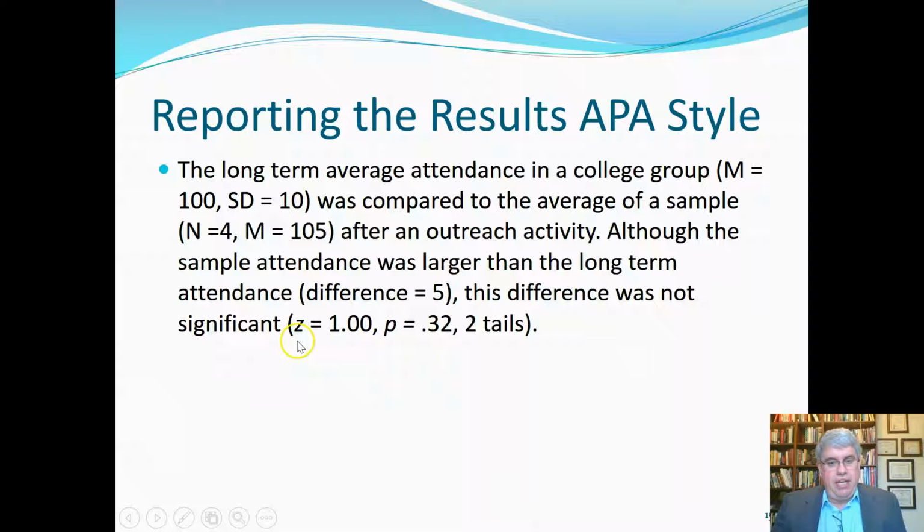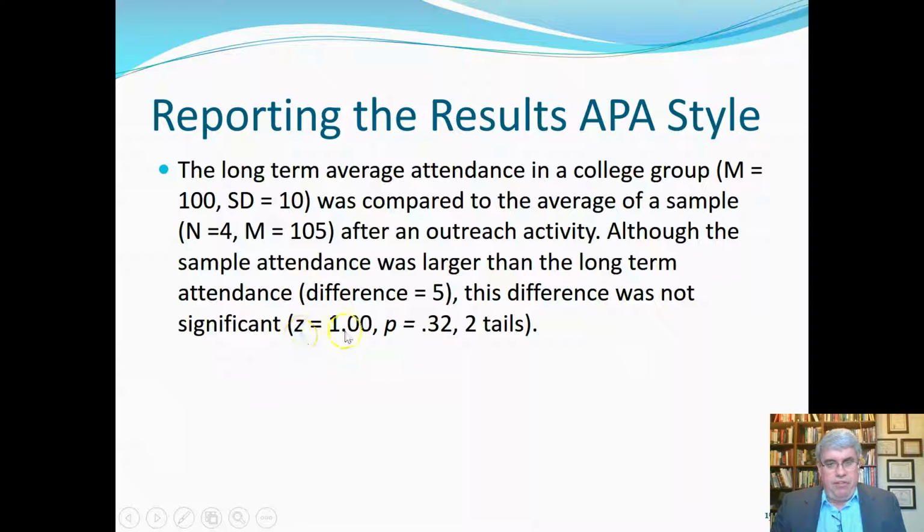Notice how Z is in italics. And then I gave the probability of obtaining that result by chance, P equals 0.32. And I clarified that this is a two-tailed test. Now, because P is greater than 0.05, we all know that means it's not significant. It's assumed that having a high P value means that it's not significant.